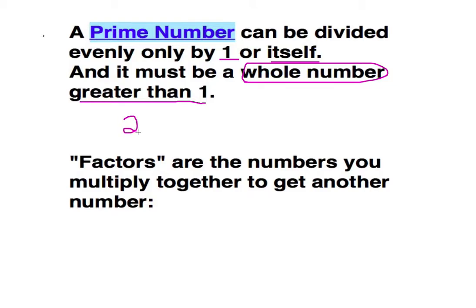So we start with 2. If you think about it, 2 can be divided by 2, which is itself, and 1. So 2 is a prime number. Then 3 is the same as well, because 3 can be divided by 3 and 1. 3 cannot be divided by 2 without giving you a remainder.